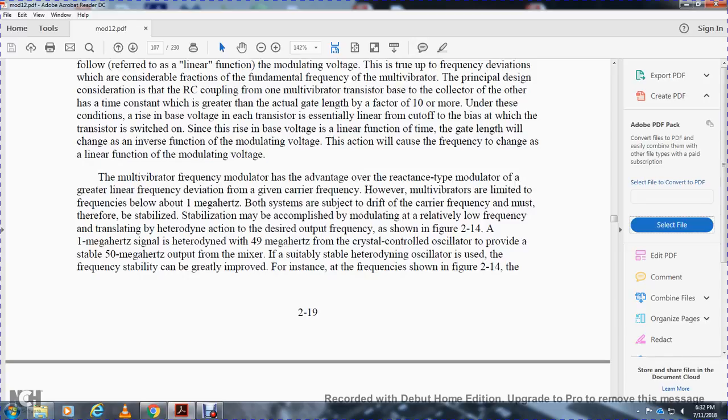Alright, the multivibrator frequency modulator has an advantage over the reactive type of modulator in its greater linear frequency deviation from the given carrier frequency. However, the multivibrator is limited to frequencies below 1 MHz in both systems. They are subject to drift of the carrier frequency and must therefore be stabilized.